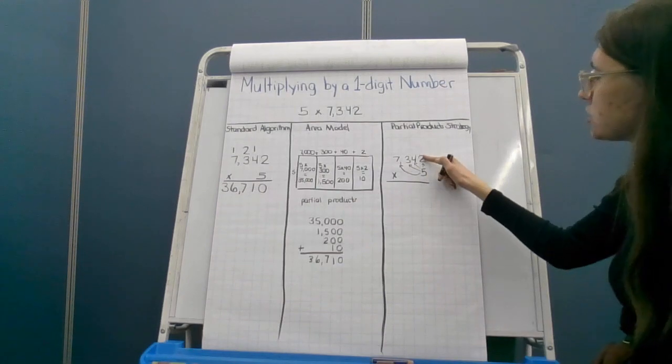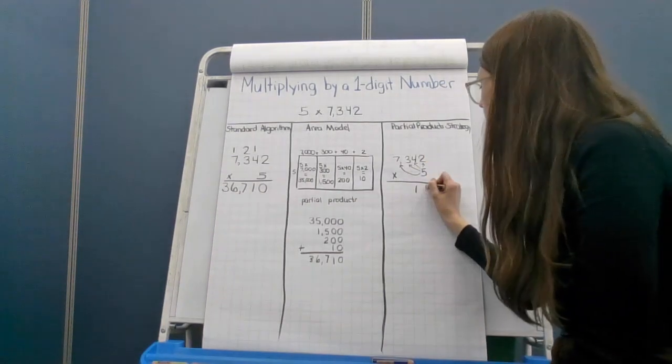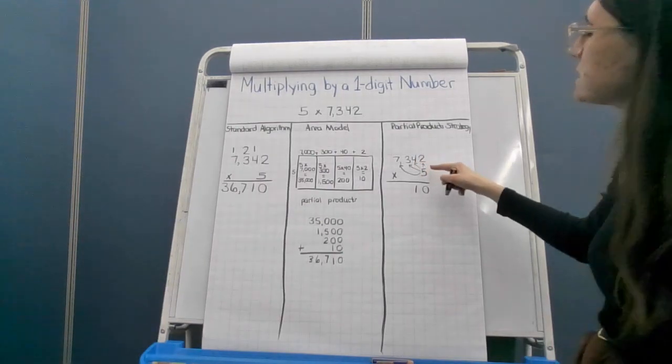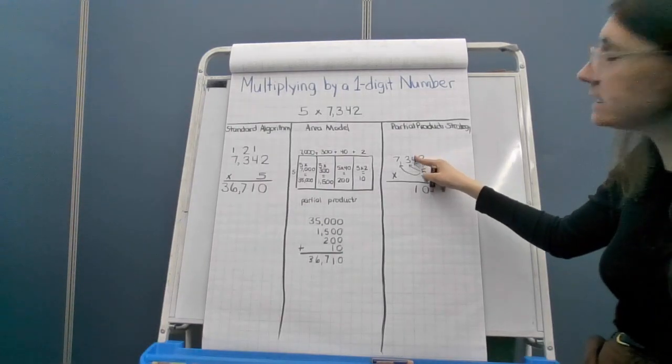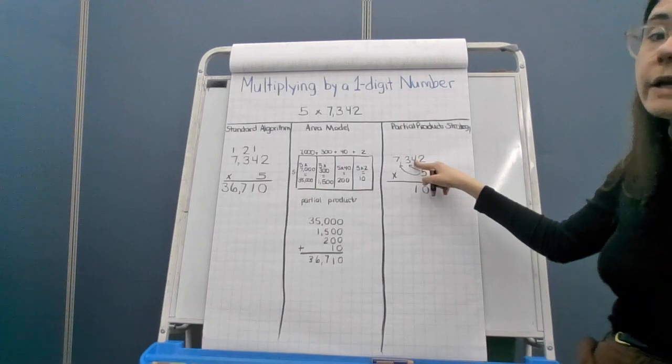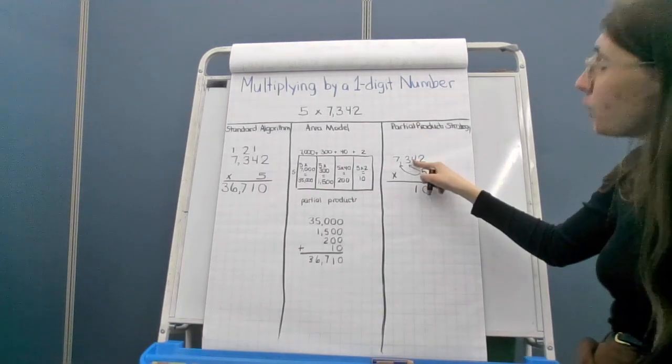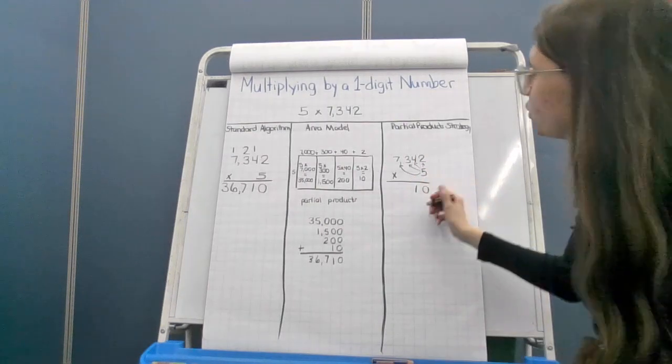So 5 times 2 is 10. 5 times 4 is 20, but because the 4 is in the tens place, they need to think about how that's not 4, it's going to be 40. So 5 times 40 is 200.